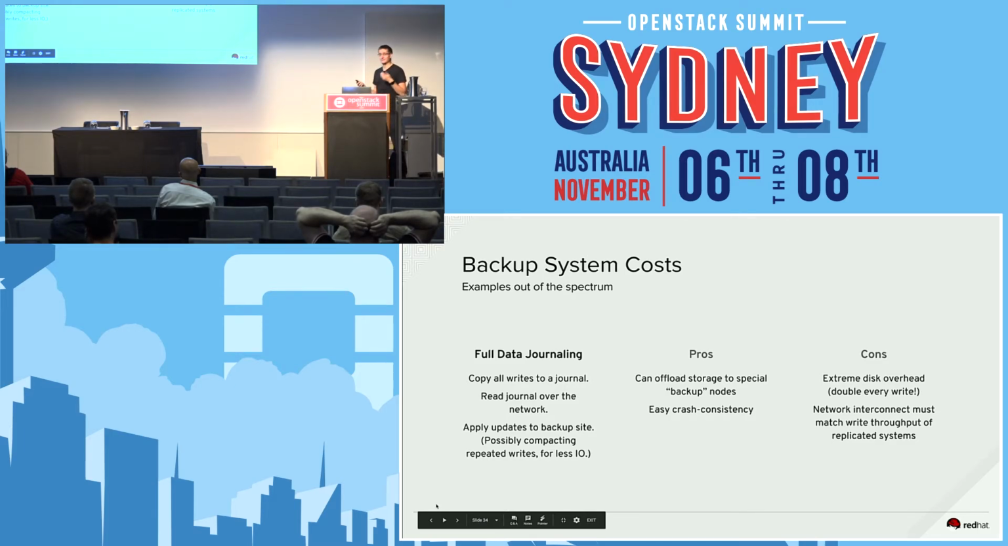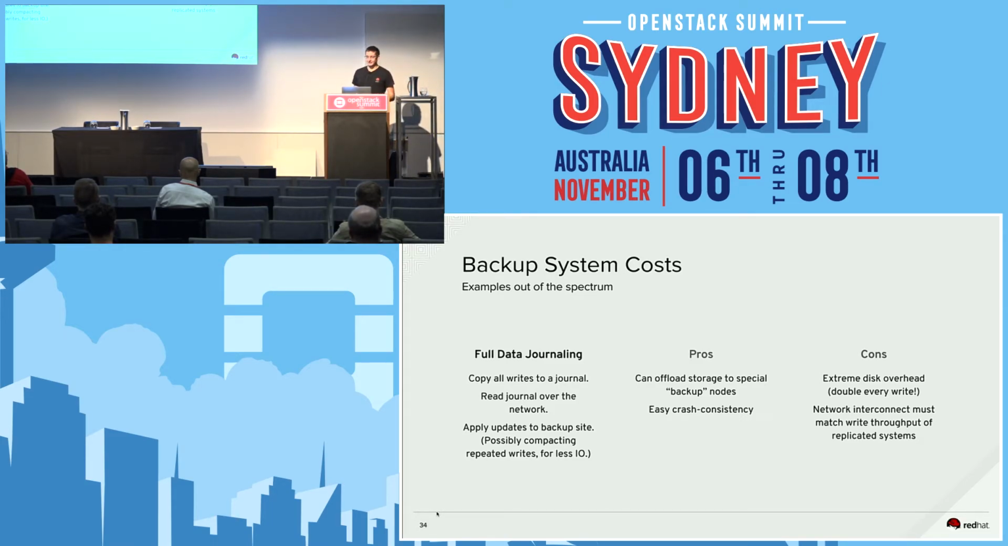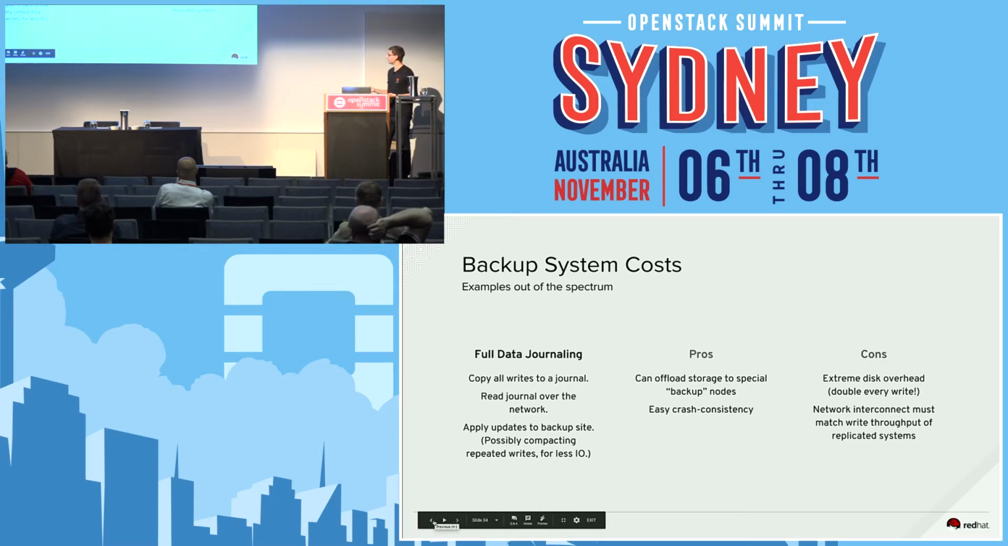And it's really easy to get crash consistency out of the system because you just replay the journals in step, so that if you have to do a failover, then hey, I have every write in order. It's easy to make it look like we just crashed and restarted. The problem is that you're doing every write twice. That's extreme disk overhead. It's network overhead. And when you do this, the network interconnect between your data centers must match the write throughput of whatever systems you're replicating over the network.